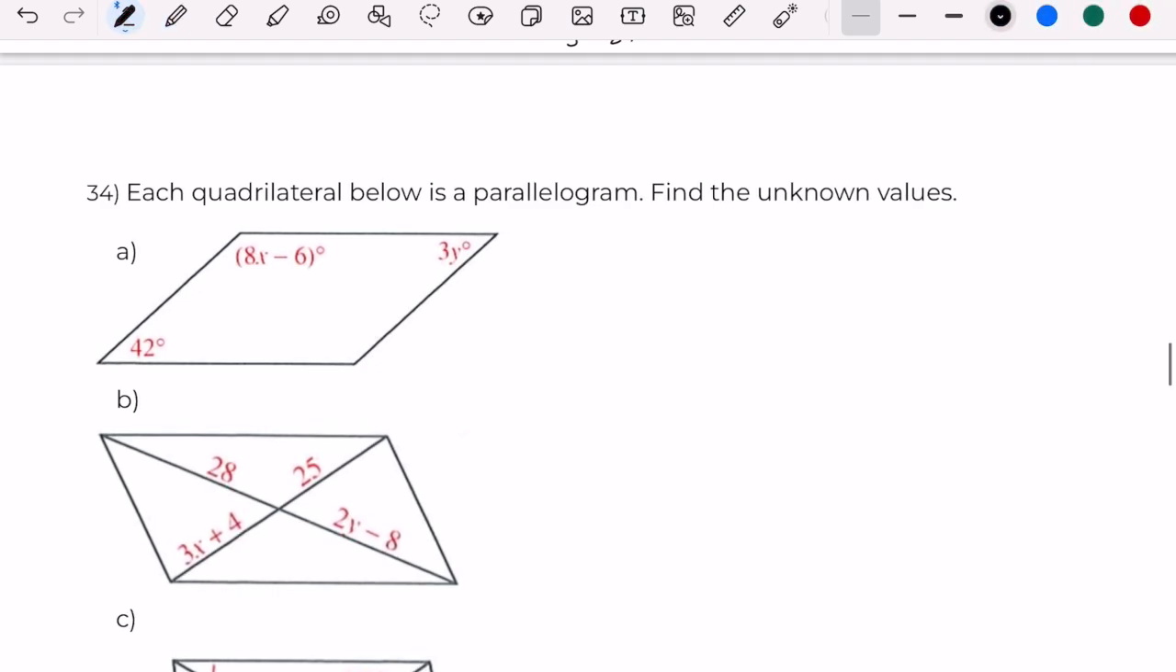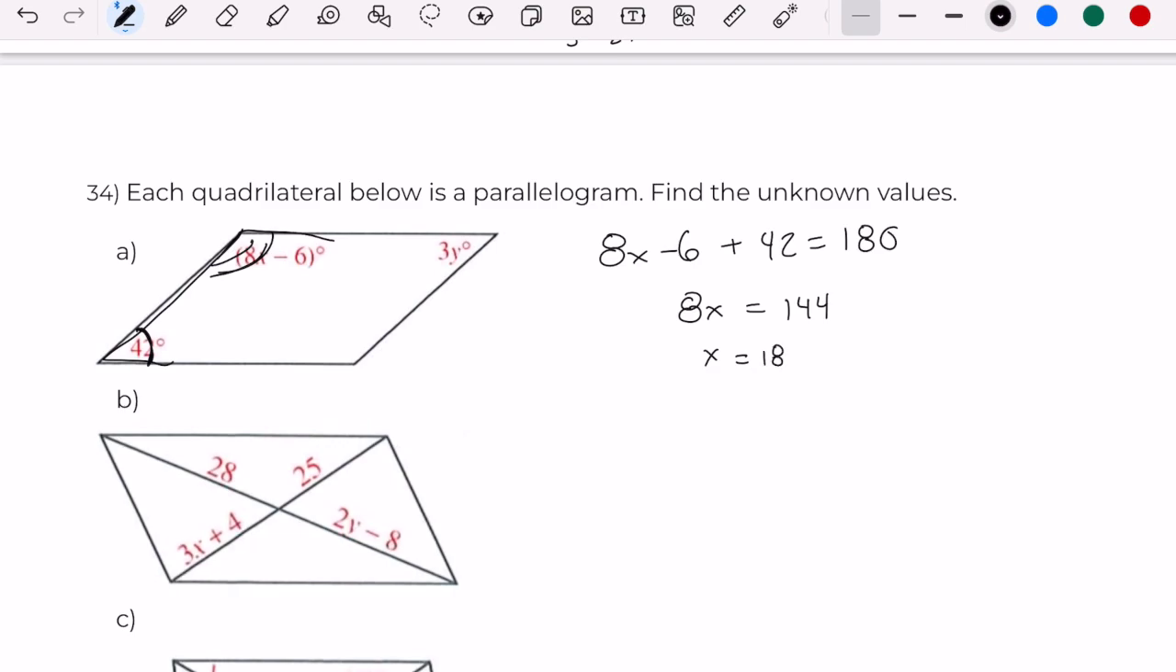This angle measures 42, and this angle measures 8x minus 6. So we can find x or y first. We're going to find x first. We know that consecutive angles in a parallelogram are supplementary, so these two should add up to 180. So 8x equals 180 plus 6 minus 42, so that is 144. So x equals 144 divided by 8, so x equals 18.